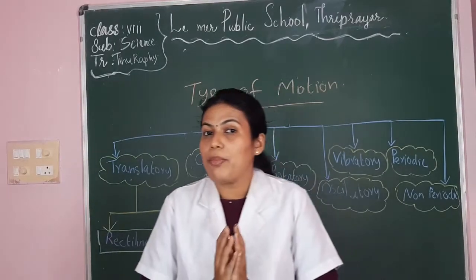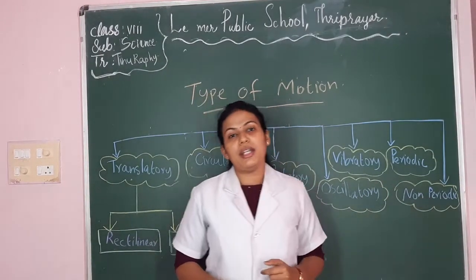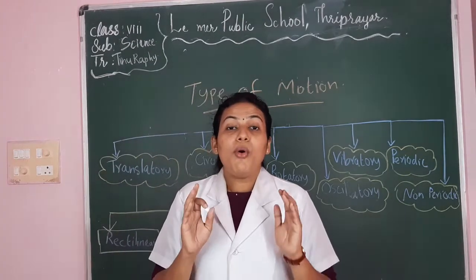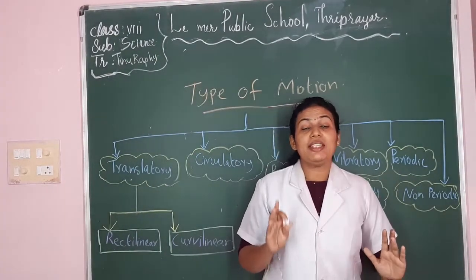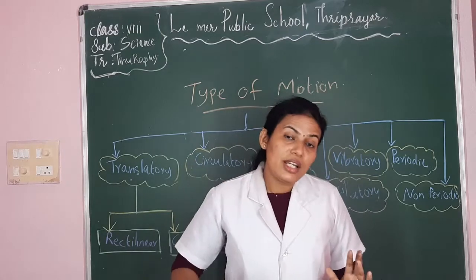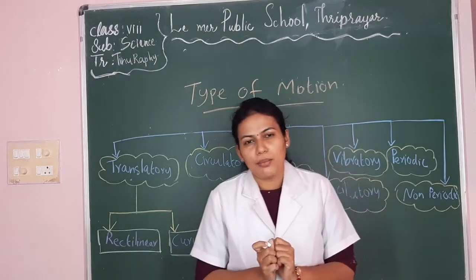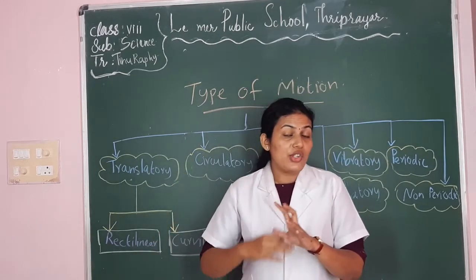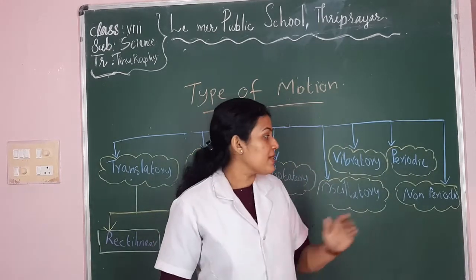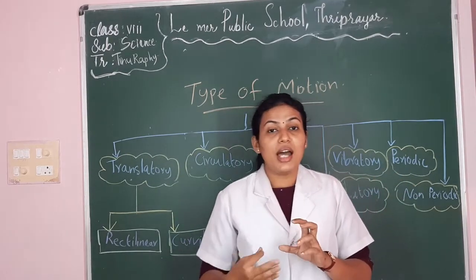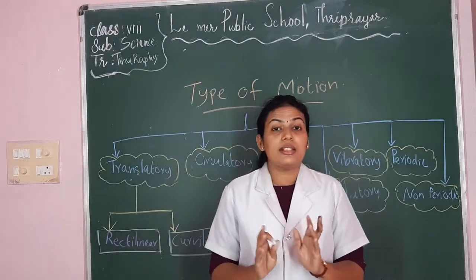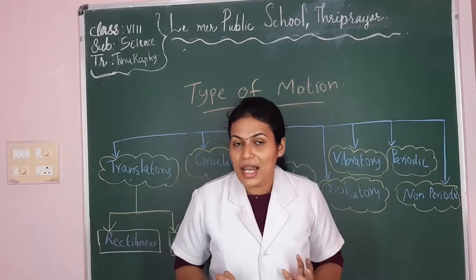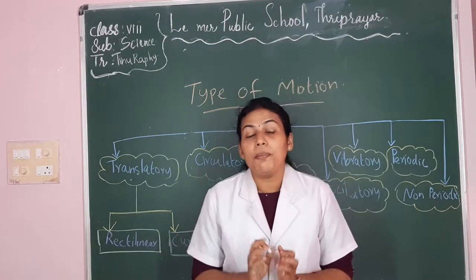Now the last type of motion is non-periodic motion. The motions that do not repeat in regular intervals are what we call non-periodic motion. So periodic motions, we learned, are the motions which repeat in regular intervals. Now, non-periodic motions are the ones which do not repeat in regular intervals. For example, the movement of the hands and legs, etc. are examples of non-periodic motions.